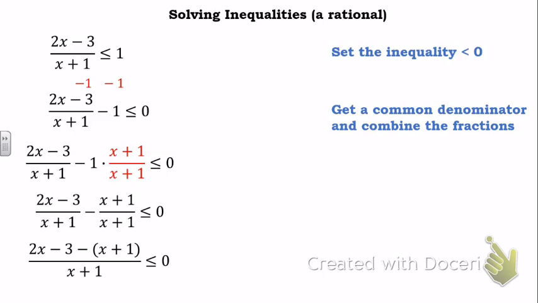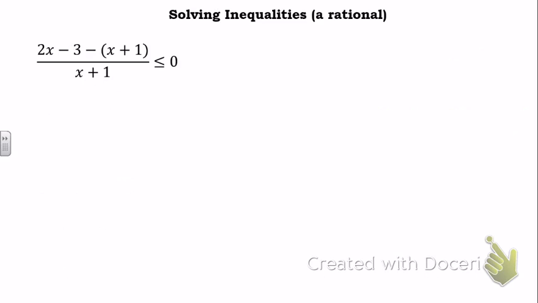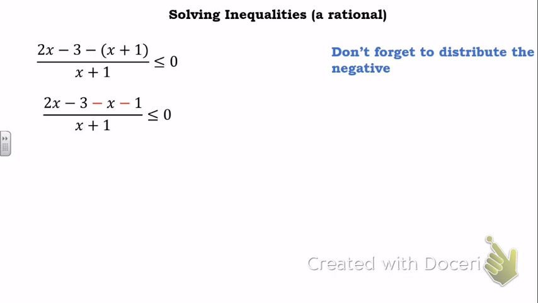Now I need to make sure that I'm going to subtract the two tops of the fractions. I'm going to leave the bottom by itself. When I do this, though, I'm going to make sure that I don't forget to distribute the negative sign. So I distribute the negative here, and now I can combine the like terms on the top. So I get x minus 4 over x plus 1 is less than or equal to 0.